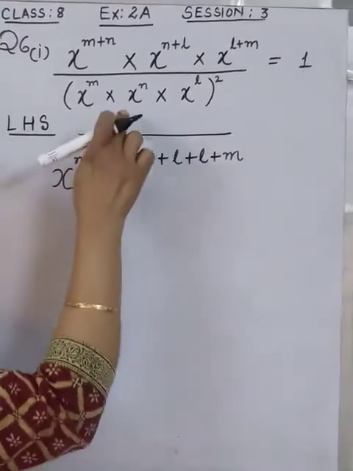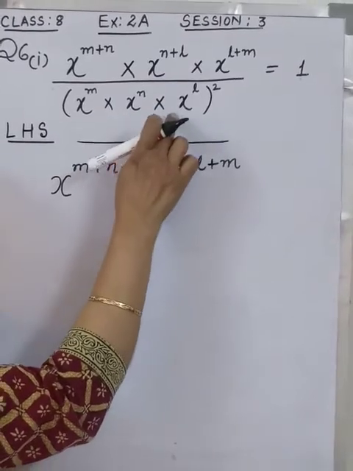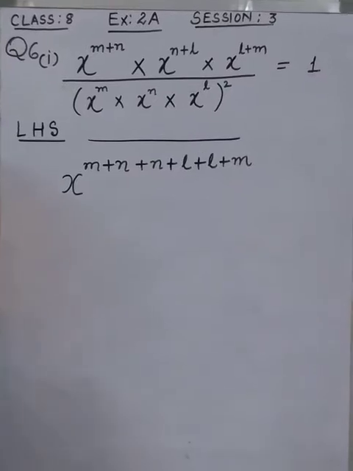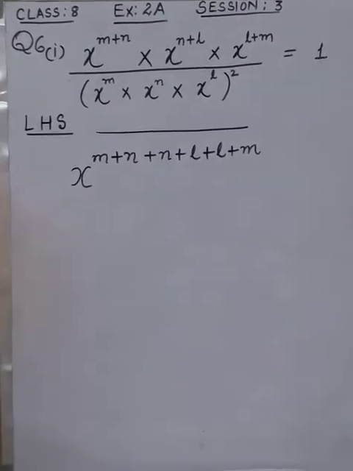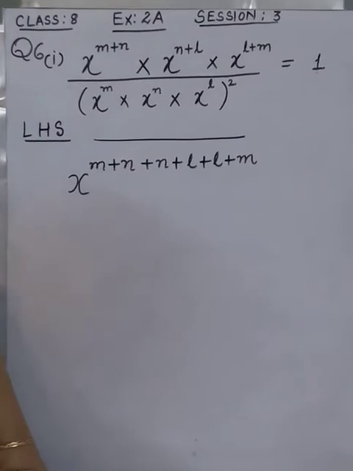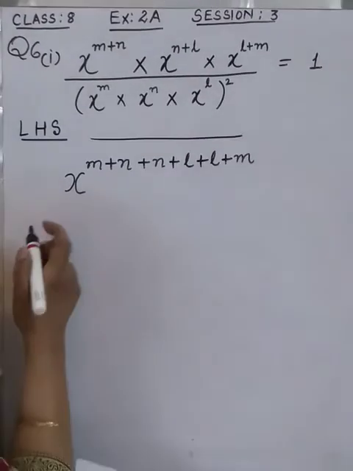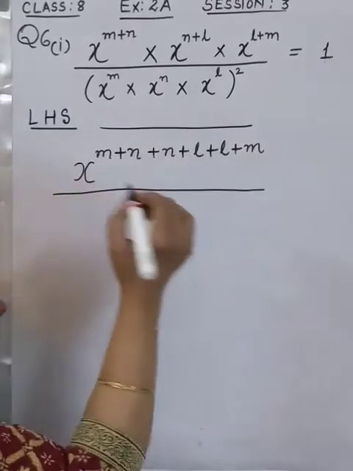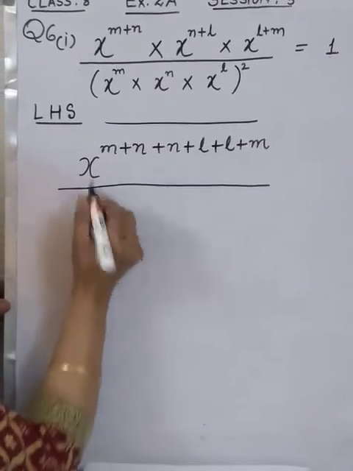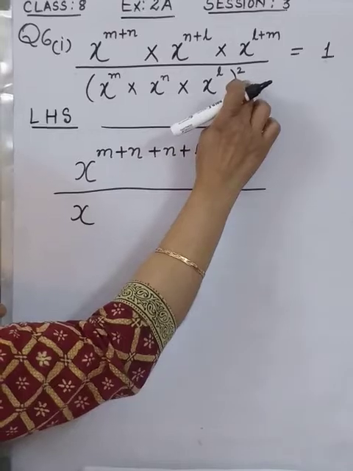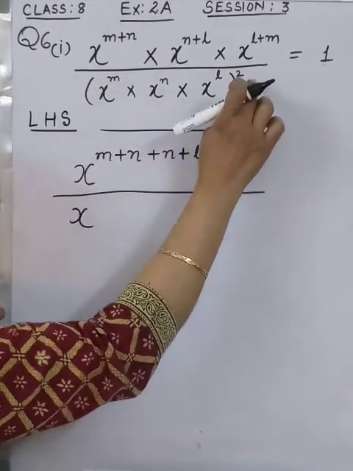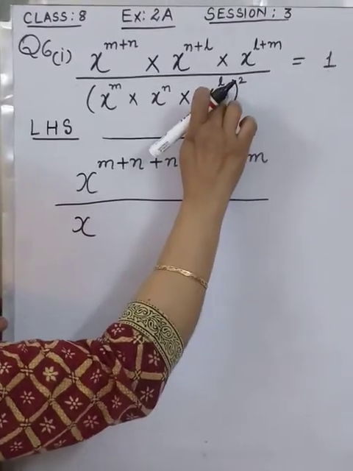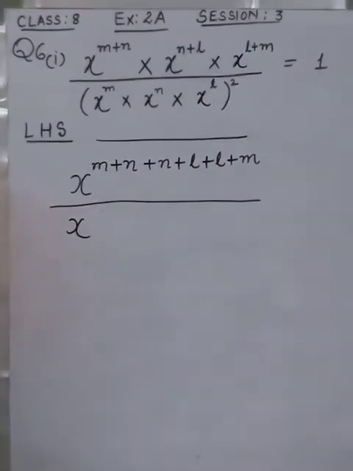In the denominator we have again multiplication with the same base, so we add, and then we have power on power, so we multiply. So firstly you can add then multiply, or you can multiply and then add. So I do firstly the multiplication and then addition. So what it becomes: x to the power m into 2, that is 2m, x to the power n into 2, that is 2n, x to the power l into 2, that becomes 2l.